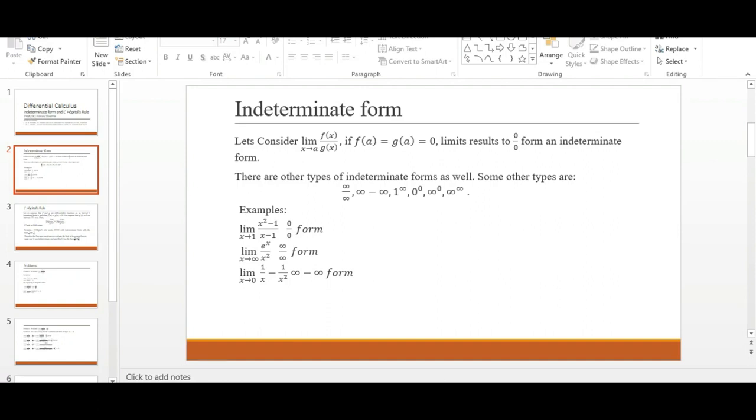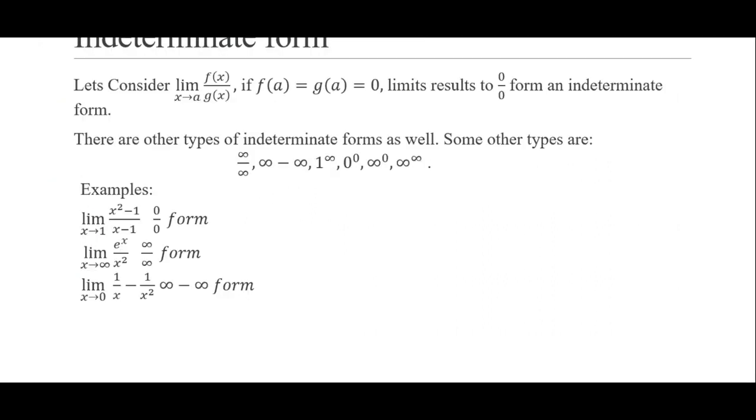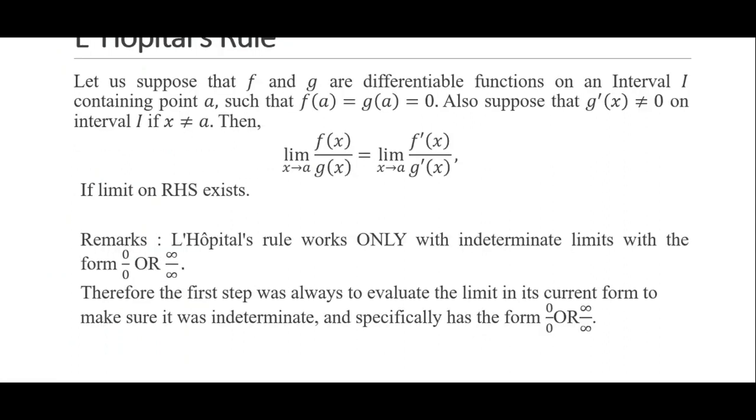I hope you understand the concept of indeterminate forms. What are the indeterminate forms? Indeterminate forms are 0 by 0, infinity by infinity, infinity minus infinity, 1 by infinity, 1 raised to power infinity, 0 raised to power 0, infinity raised to power 0, infinity raised to power infinity.